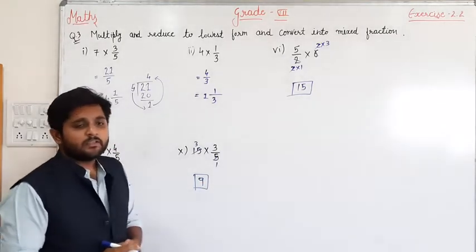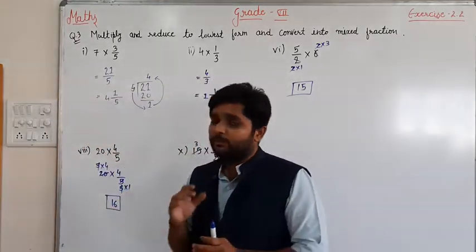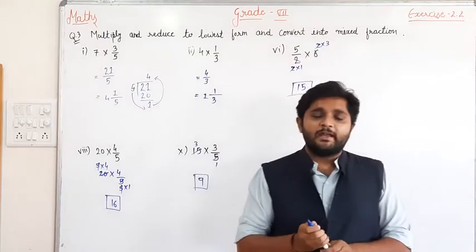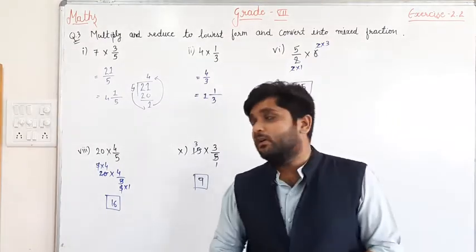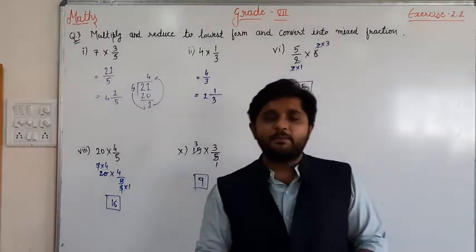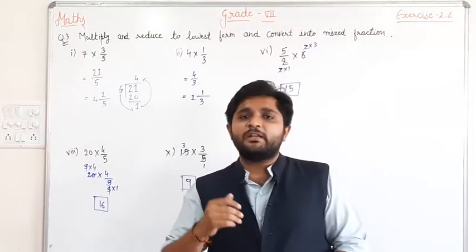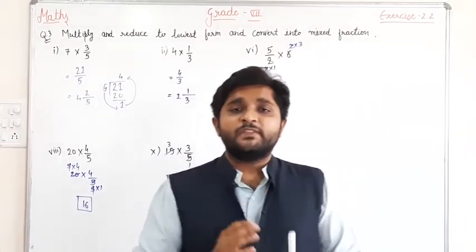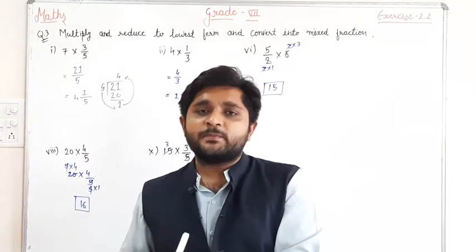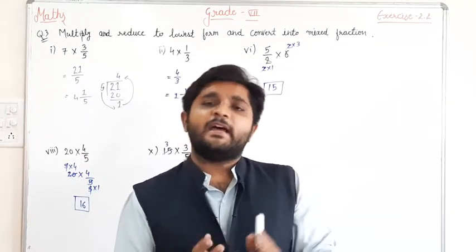So in this way we can solve it. We can also multiply the factors and convert it into the lowest form. And if an improper fraction comes, meaning if the numerator is bigger, we can convert this improper fraction into a mixed fraction either by division or directly.